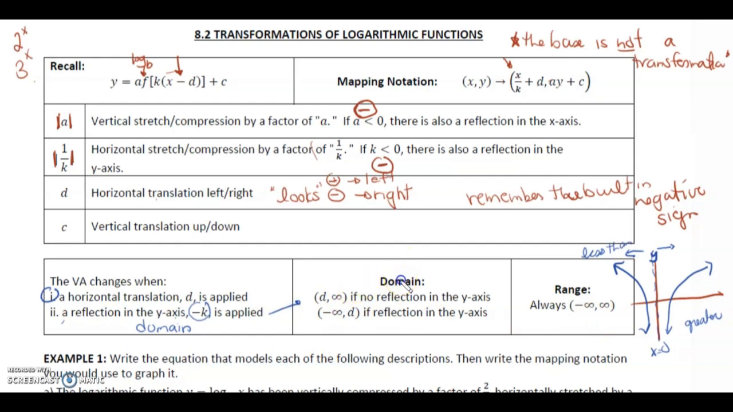So the domain is going to be whatever the vertical asymptote is to infinity, if there's no reflection. So obviously with a vertical asymptote of 0, this would be 0 to infinity. Now, if there is a reflection, it's going to be negative infinity to that number 0, or that d value. That's how that changes. So this is a rule of thumb. And the range is always up and down forever, so negative infinity to infinity.